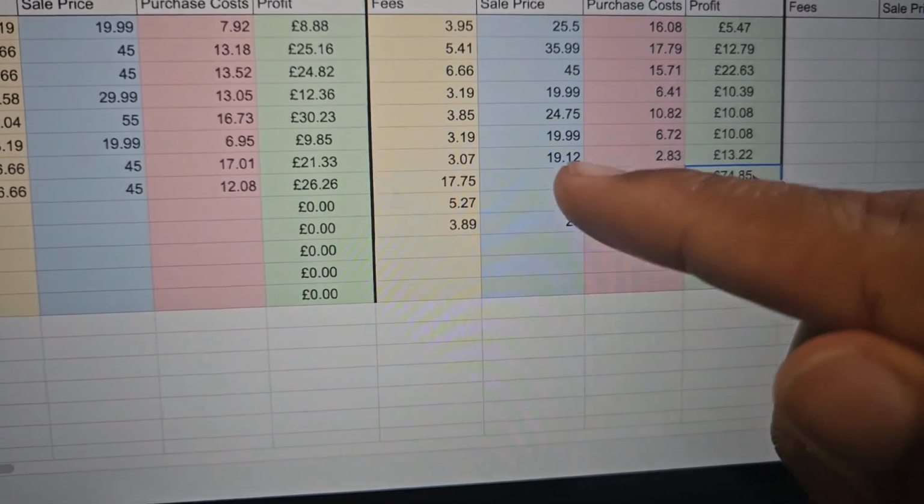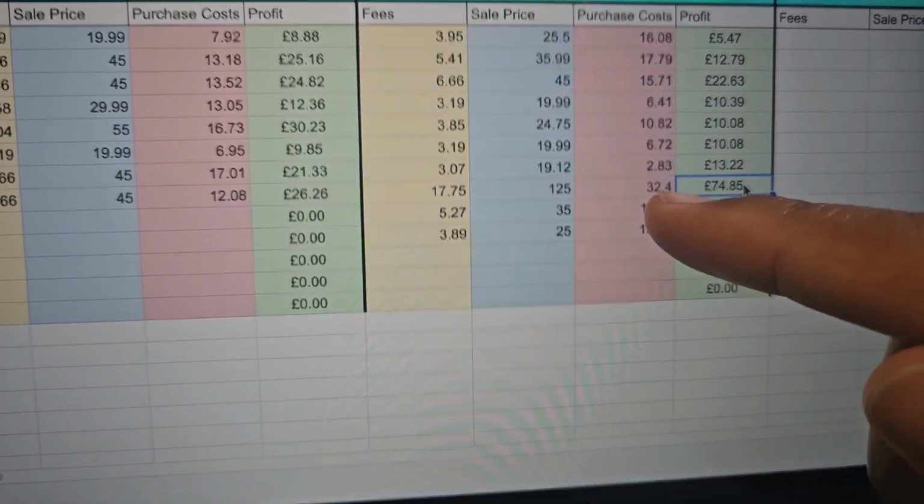Look at this one, £74 for an item sold at £125. The purchase cost was only £32. And I know some of you guys are going to be like, what items do you sell? What are the specific items? And I don't really want to tell you guys that. That's not me being rude.